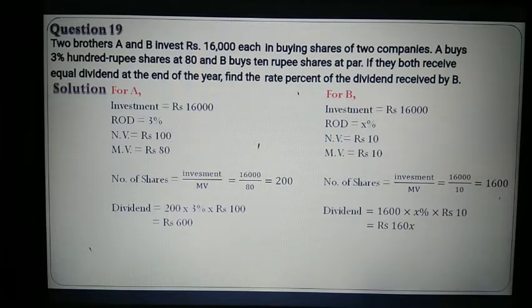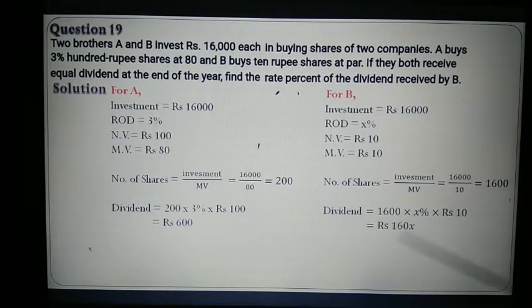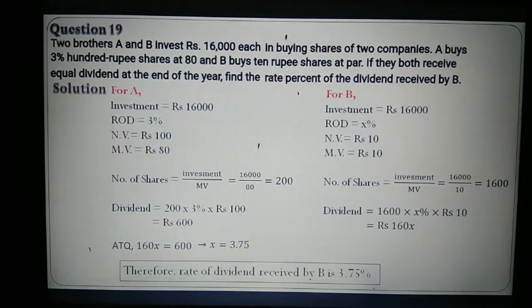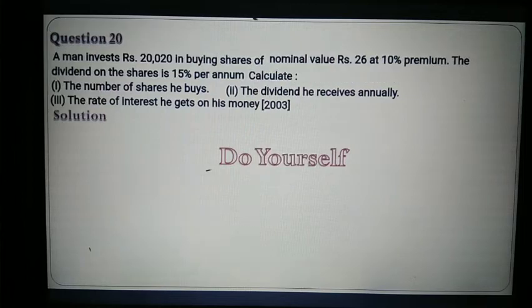Now question says both of them received equal dividend, so this dividend and this dividend both have to be same. So according to question, 160x must be equal to 600. We'll find the value of x from here, which turns out to be 3.75. And what is x? X is rate of dividend for B, and the question is asking to find the rate of dividend received by B. So the rate of dividend received by B will be 3.75%. Pause the video to note down.